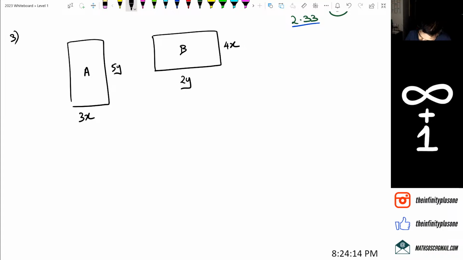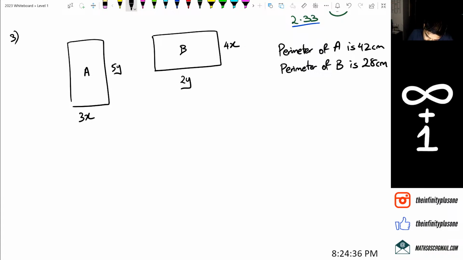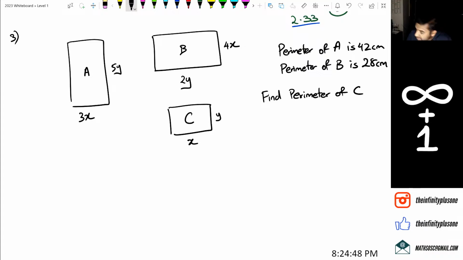Hey, Jonathan Matthews is back. Thank you, Jonathan. As I said to you, you don't really need to worry about this. Perimeter of A is 42 centimeters. Perimeter of B is 28 centimeters. I'm actually going to extend this question a little bit, guys. The question is going to be: find the perimeter of C.